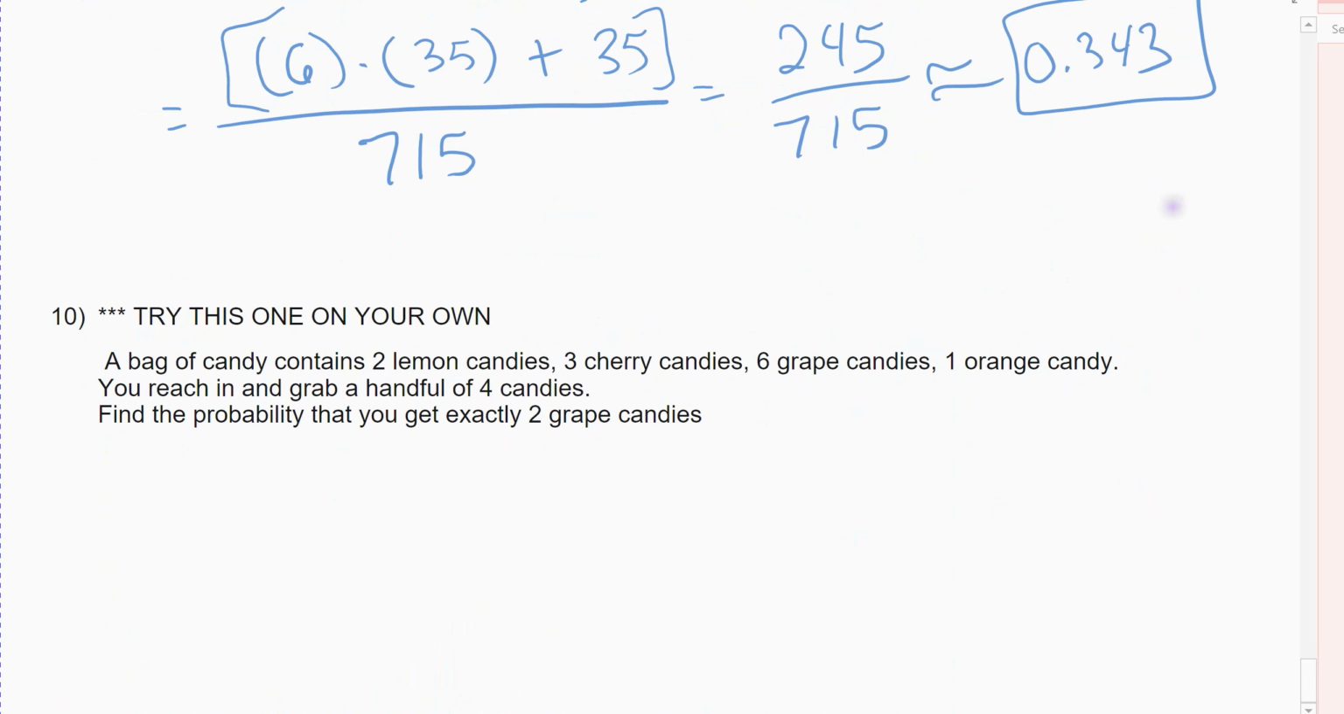Alright, last one, and it doesn't say this in your notes, but since this is just another marble problem, I'm going to have you try this on your own. It's one of the easier cases, exactly 2 grapes, and I'll post the answer later on. But remember, I'm picking 2 grape candies. I still need to complete my handful of 4, so don't forget to complete your handful of 4.